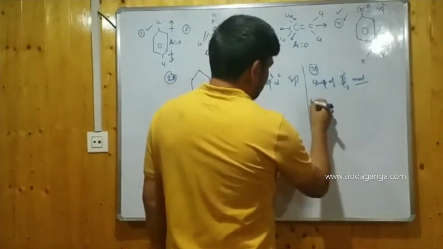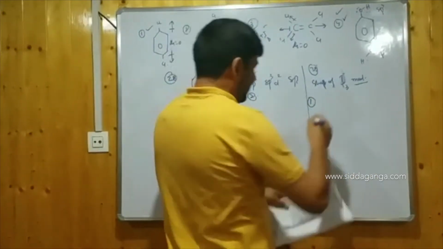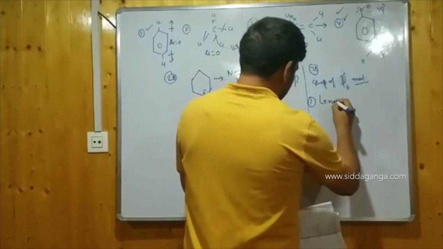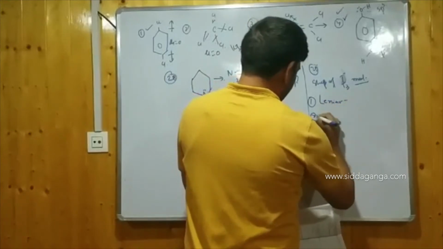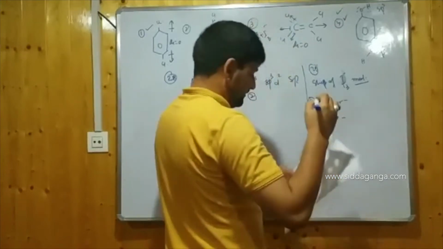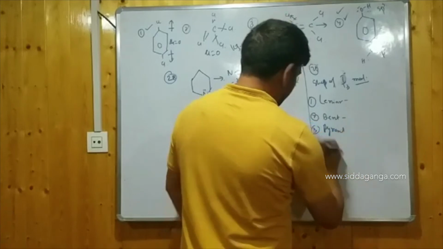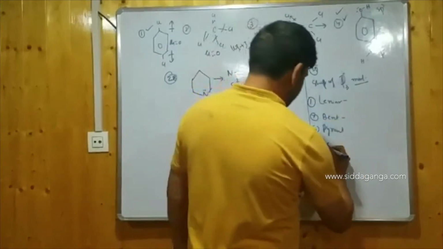So first of all, we will see the options. What is the shape of the I3 minus molecule? Linear. Then the second one is bent. The third one is pyramidal. And the fourth one is seesaw.